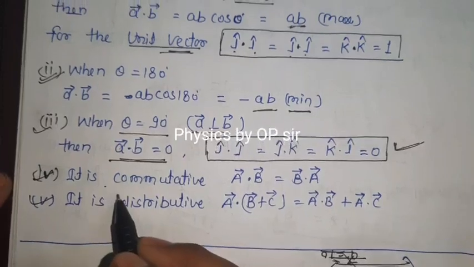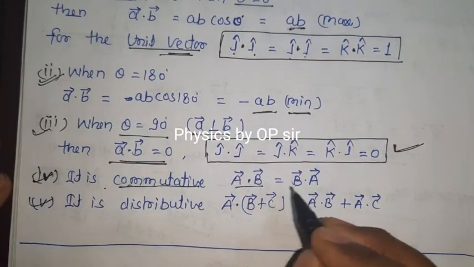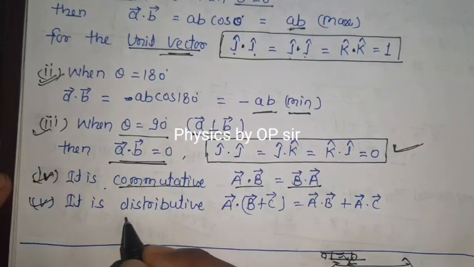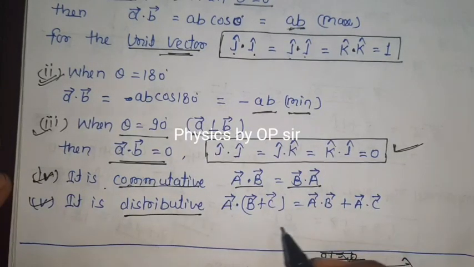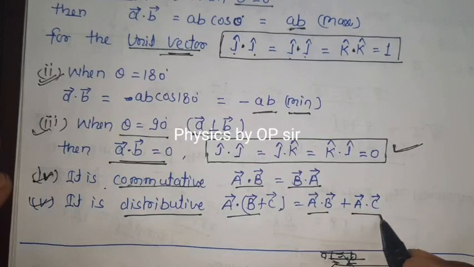It is commutative. Commutative means we can write b dot a in place of a dot b. It is distributive, which means we can write a dot (b vector plus c) as a dot b plus a dot c.